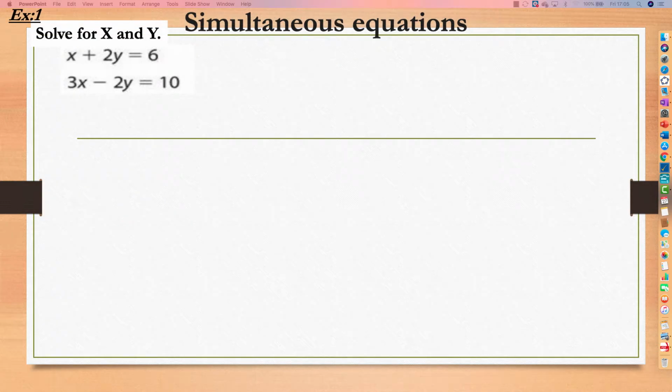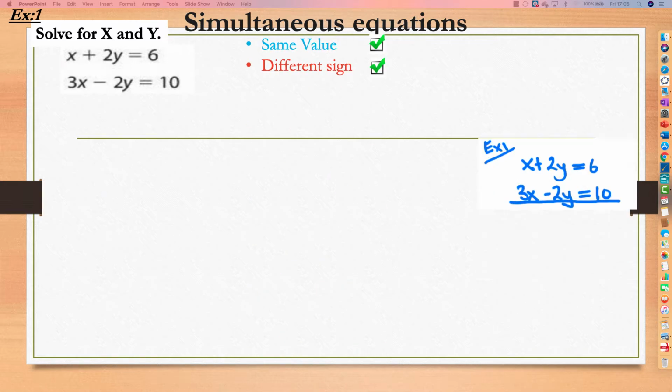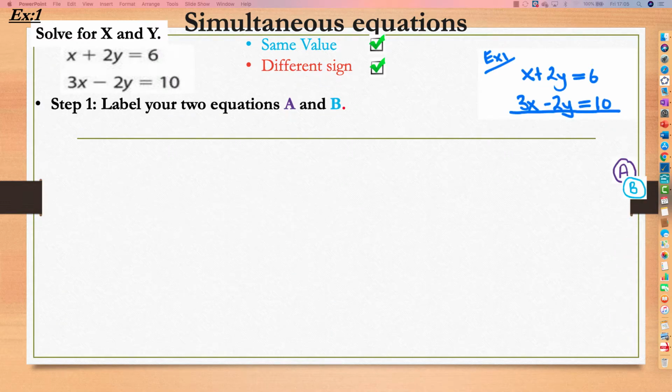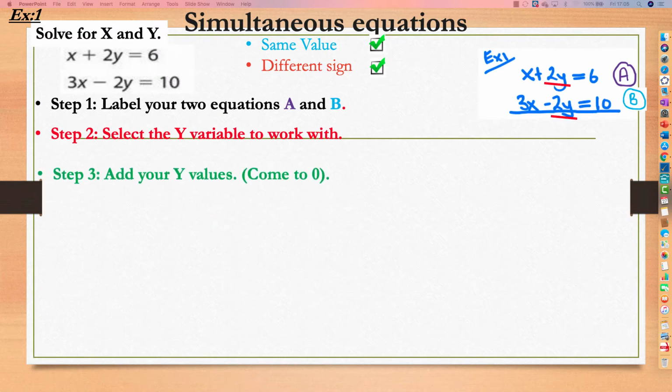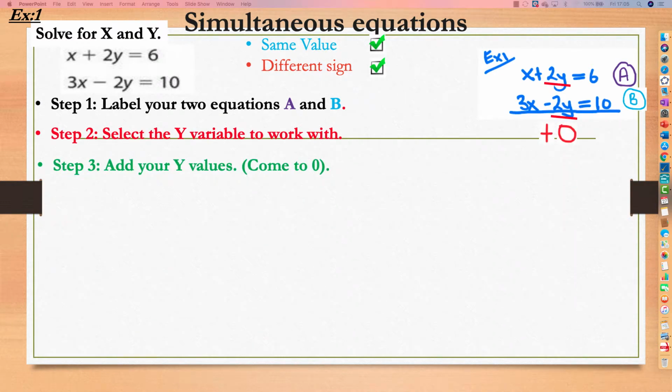So the first one is very easy. We look at it. X plus 2y is equal to 6, 3x minus 2y is equal to 10. With these ones, same value, different sign. We can cancel these straight away. They're gone. They're left at 0. It's perfect. You want your y's to cancel straight away. If you add an x and a 3x, what's the number in front of x? 1. So what's 1x and 3x? 4x.